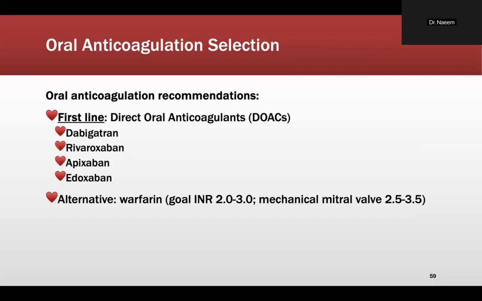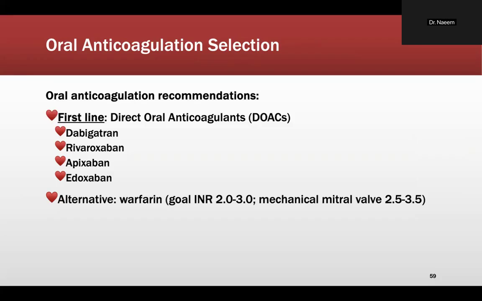And then it has a narrow therapeutic window, as you can see. So 2 to 3 normally. If a patient has a mechanical mitral valve replacement, then their INR goal is 2.5 to 3.5. And we have to bring the patient into the clinic every time and ensure that they are where they're supposed to be.